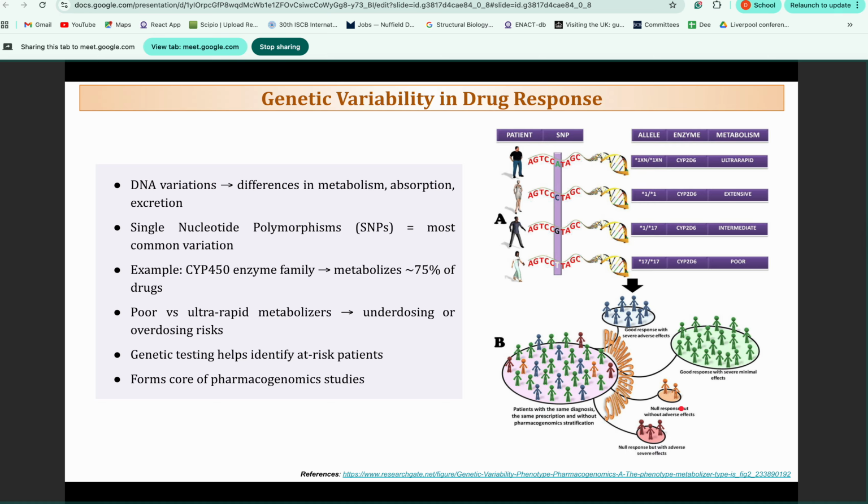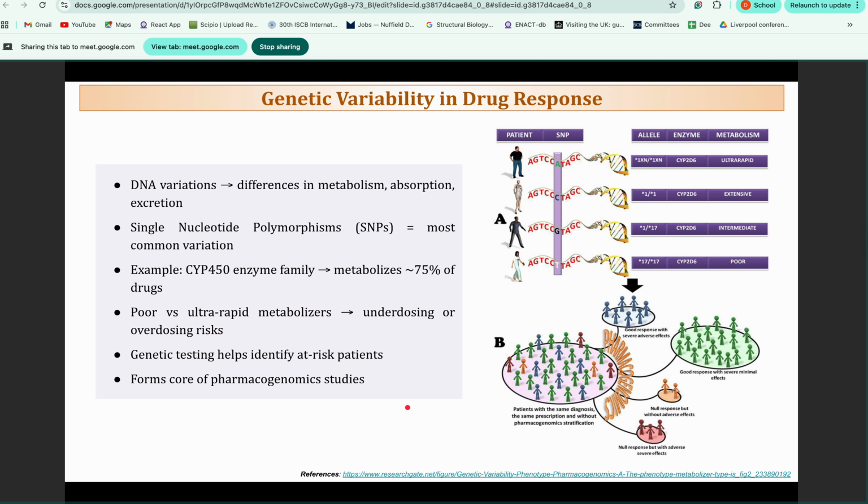Then there will be one group which will show the null response but without adverse effects, and there could be another group which shows null response but with adverse side effects. So these groups can be seen if we do not focus on their metabolism or other characteristics, and we are blind and we are giving the same diagnosis and same medication to all the individuals.